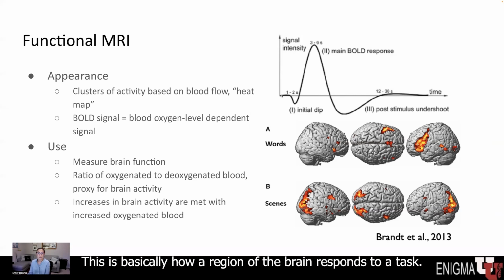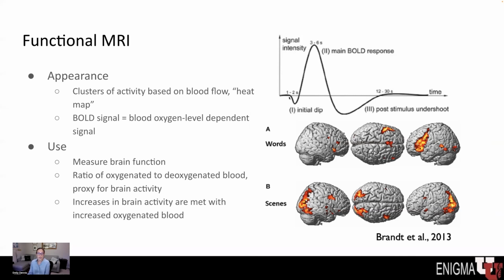And this is basically how a region of the brain responds to a task. It takes a second for the brain to respond. There's a response, and then it resolves. So we say that this is measuring brain function. It's not directly measuring brain function, though. What that BOLD signal says is that we're measuring the ratio of oxygenated to deoxygenated blood. And this is a proxy for brain activity.